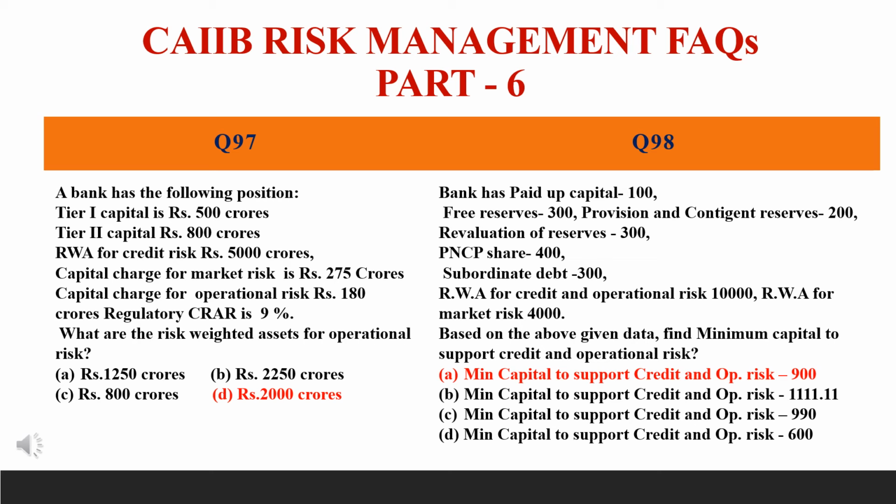Minimum capital to support credit and operational risk is the risk weighted assets of credit and operational risk. What is the risk weighted assets for credit and operational risk? They have given 10,000. So 10,000 is multiplied by the CRAR. CRAR is 9%, which will come as 0.09. So 10,000 multiplied by 0.09 will come as 900. So the answer is option A. Minimum capital to support credit and operational risk is 900.